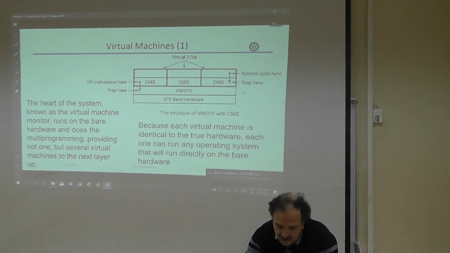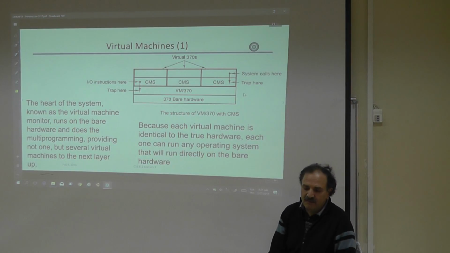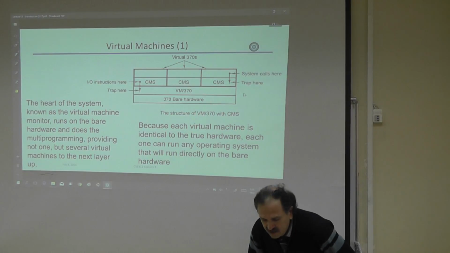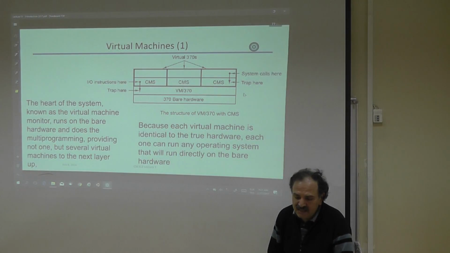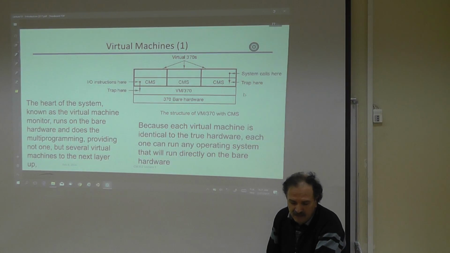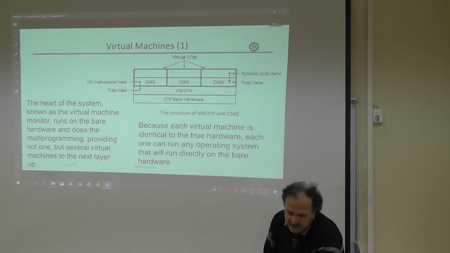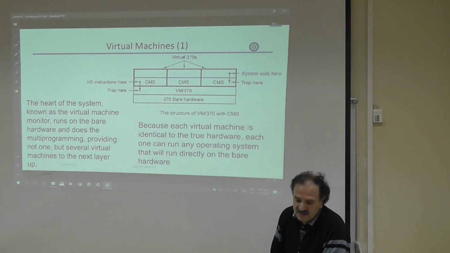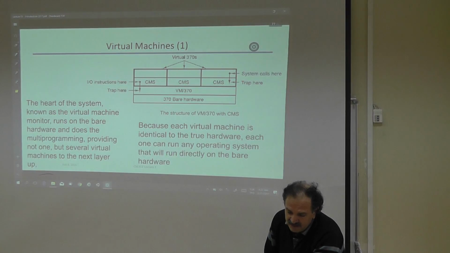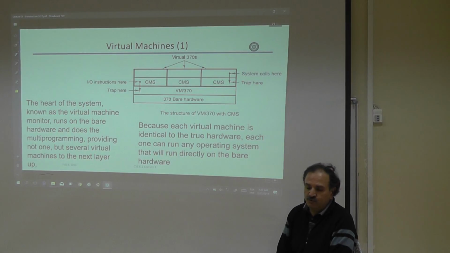Okay. So what I am doing there is some kind of a virtual machine. Virtual machines are very popular today, but in the 1960s they had already been invented. They were invented by the company IBM. They had this machine, the 370, okay. And on top of the 370, they had this operating system VM, virtual machine 370, okay. And they have this CMS system. The CMS system is a virtual machine.